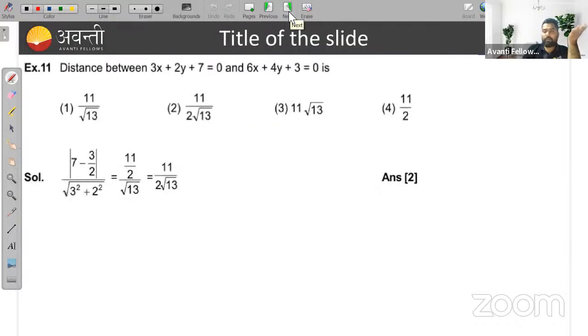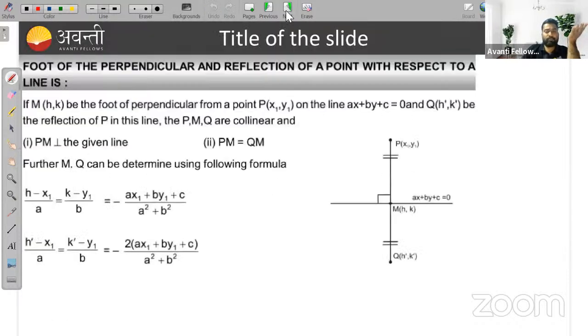This is a question. We already solved this. Now we'll learn the foot of the perpendicular and reflection of a point with respect to a line. We already solved two questions. So these are the formulas. This is the formula to find the foot of the perpendicular, and this is the formula to find the reflection of a point, the mirror image or image of a point. We already solved one or two questions about it.